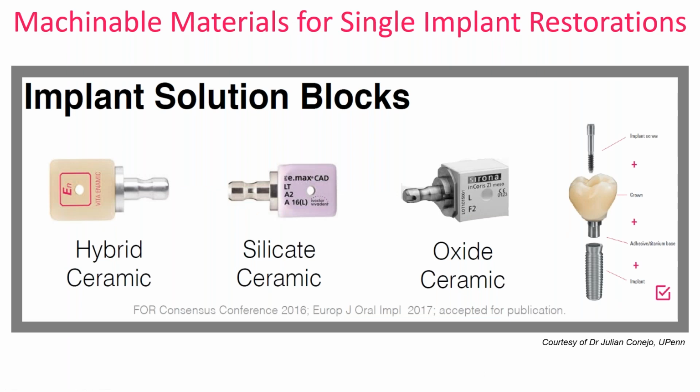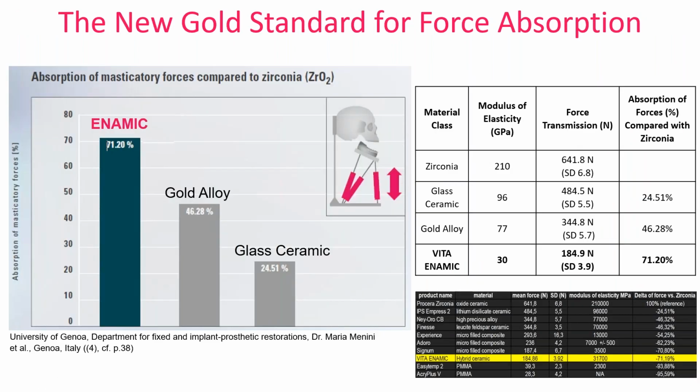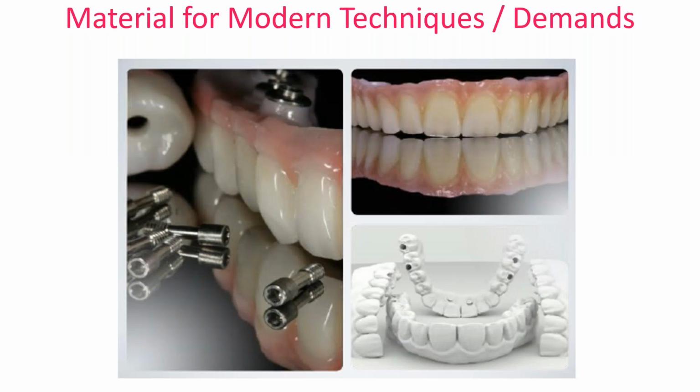Implants also, single units, right? Maybe we need something a little bit more tooth colored as compared to a very opaque zirconia. We want a material that is more force absorbent. The Enamic, which is the only true hybrid on the market, VITA Enamic, is over 70% more force absorbent compared to zirconia. And when it comes to implants, we're always trying to protect that abutment implant junction from any overloads. So a force distributor, a force absorber type material is ideal.